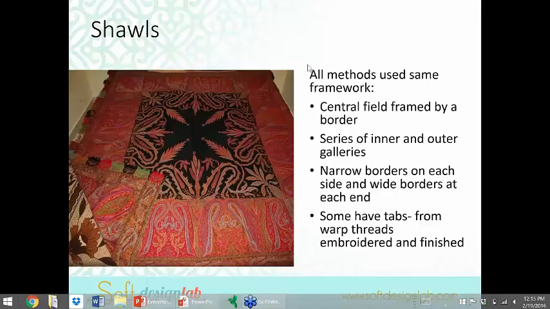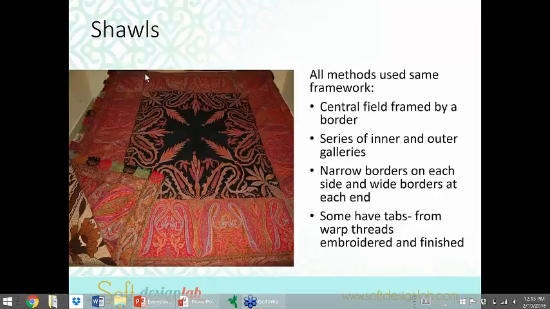The thing about shawls is they are all made under the same framework. And if you're a textile collector, you want to look for shawls that have at least 2 out of these 3 parts to them, if you will, because of the fabrication. So they have a central field. Sometimes they're framed by a border, sometimes they're not. There's always an inner gallery and an outer gallery.